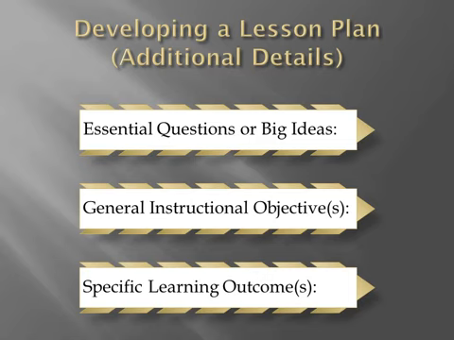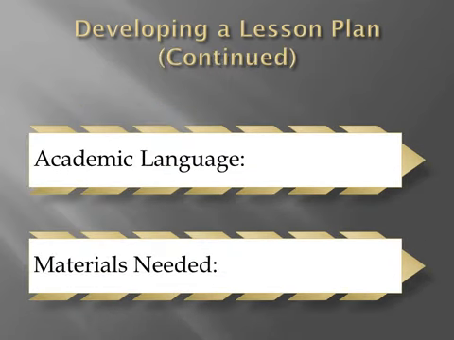When writing these, remember to start them with 1.1, 1.2, 1.3, if you have that many, and start them with a verb from the far right-hand column of the objective writing sheet for SLOs. For academic language, you need to do 2 things.